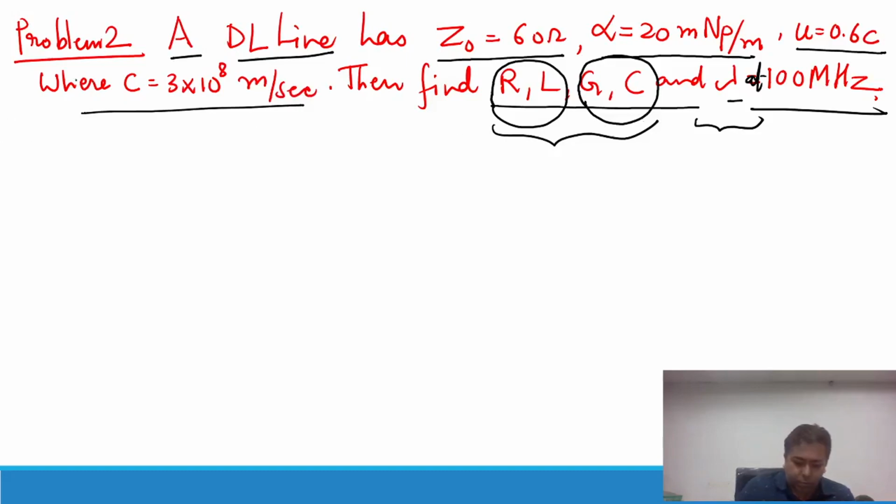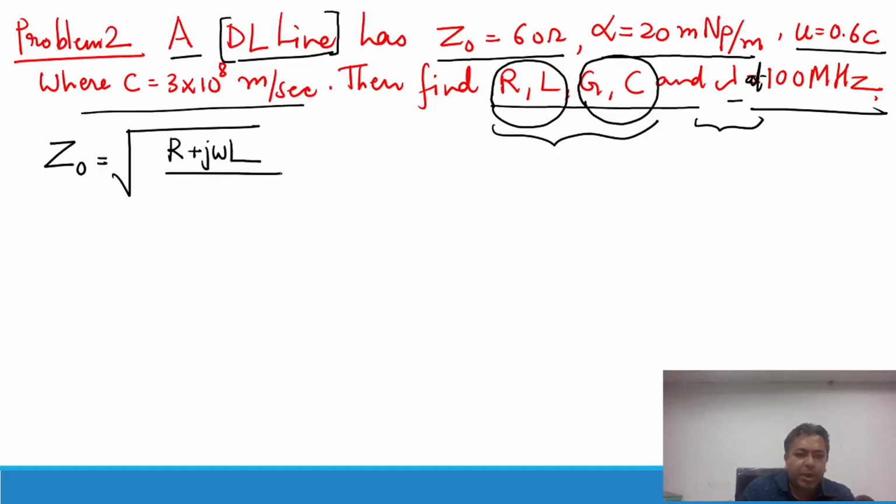So here I have to apply the formula of the distortion-less transmission line. In the last class we have seen that for a distortion-less transmission line, the general value of the characteristic impedance is Z is equal to Z0 is equal to root over R plus j omega L upon G plus j omega C. This was derived in the last class. This is what we studied. But this is a general expression of the characteristic impedance.